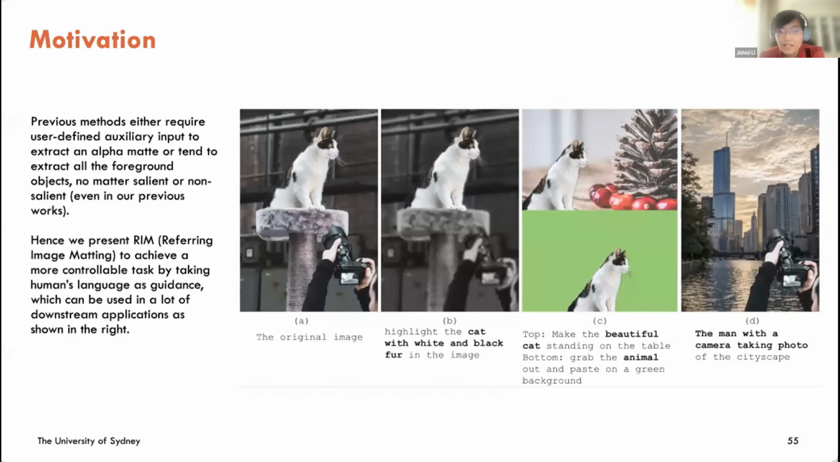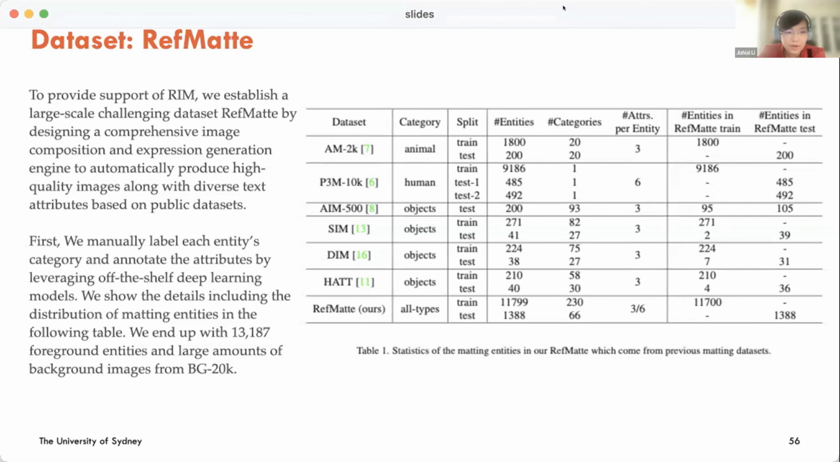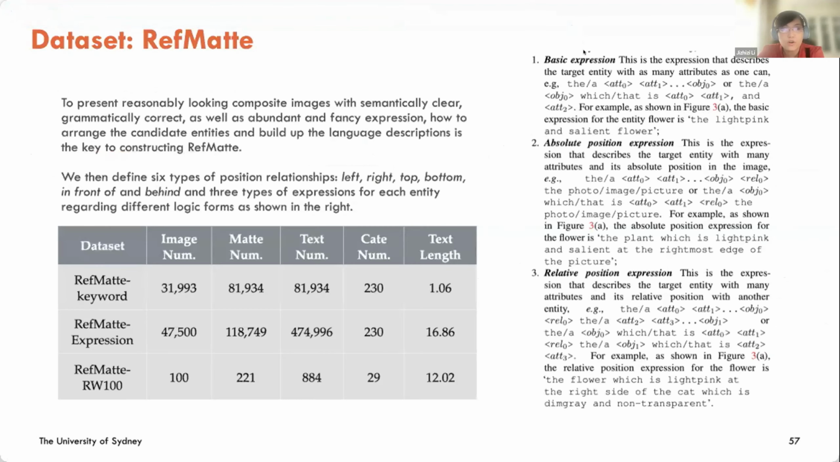We are able to grab that foreground out and then paste it onto different reasonable backgrounds. The problem here is also the lack of a dataset, because we don't have any such dataset. What we have done is make use of public metadata sets, and we annotate each entity by giving language descriptions, maybe some colors, maybe some image resources, or maybe size, or all these things.